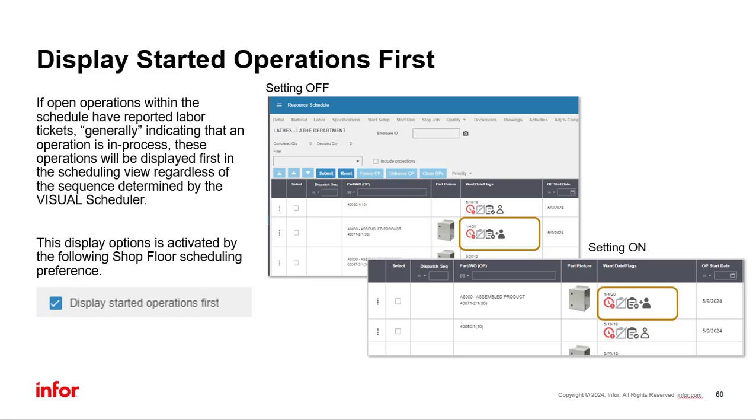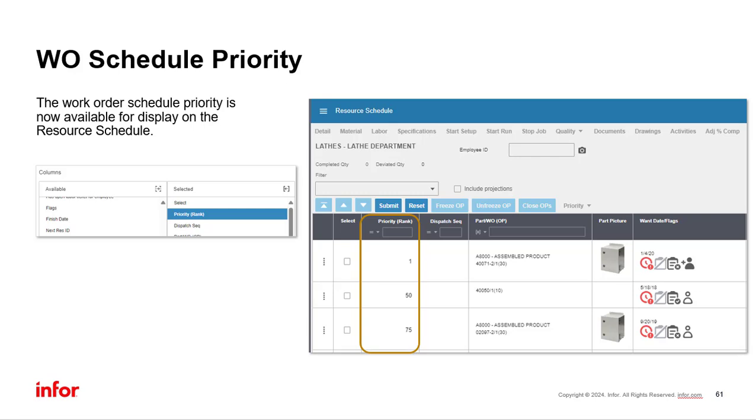For companies that always want to see the started operations at the top of the resource schedule, regardless of the visual scheduler output, a new shop floor preference has been added to display started operations first. A started operation is any released operation that has a labor ticket reported against it. The work order priority rank has been included as a resource schedule grid option for those companies that often use the global scheduler's work order prioritization to help drive the scheduling output.